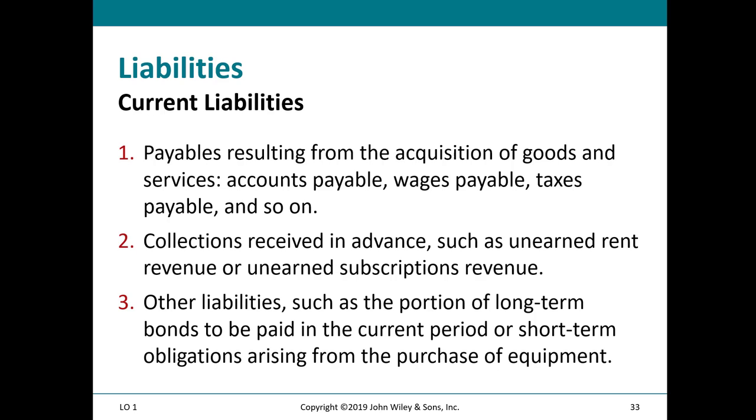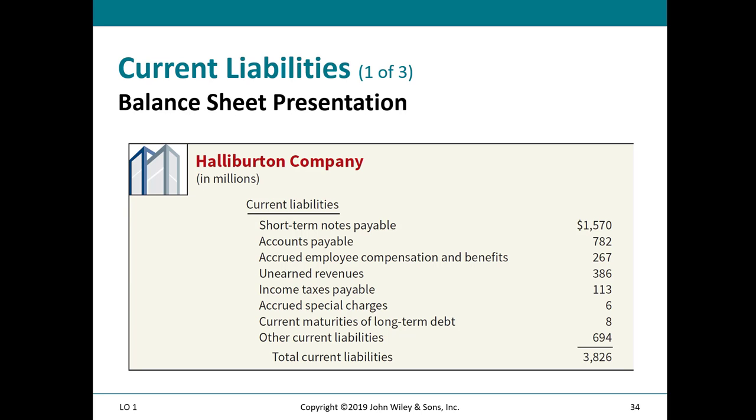Types of current liabilities: they could be payables resulting from the acquisition of goods and services, so accounts payable, wages payable, taxes payable, and so on. Another possible account in current liabilities are collections received in advance, such as unearned rent revenue, unearned subscriptions revenue, or even tokens at an arcade. Other liabilities, such as the portion of long-term debt to be paid in the current period, or short-term obligations arising from the purchase of equipment. This is what the current liabilities section looks like for Halliburton Company.